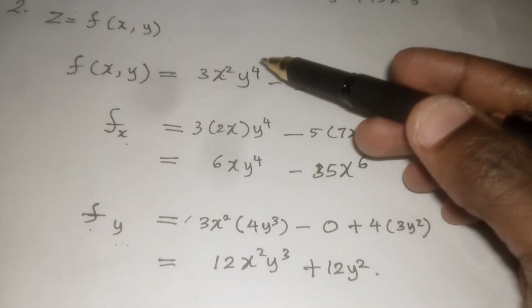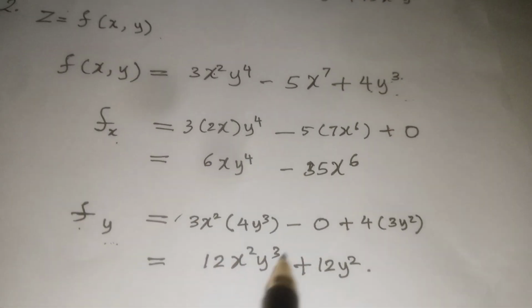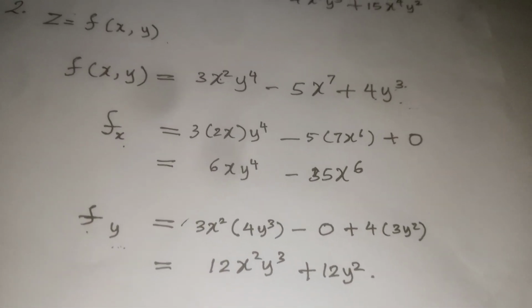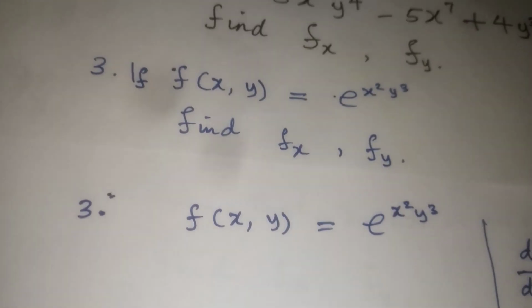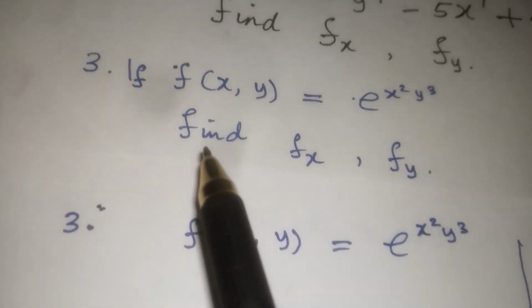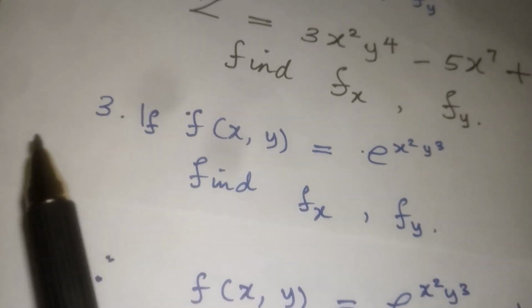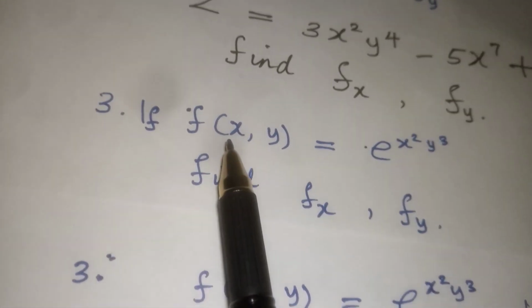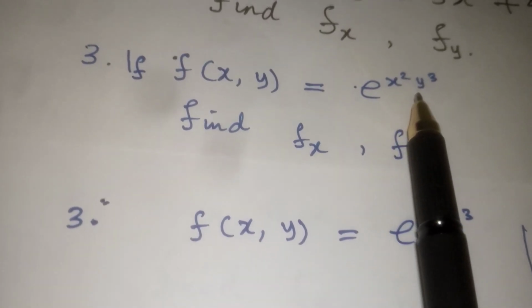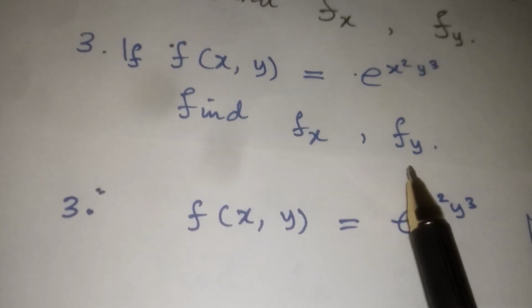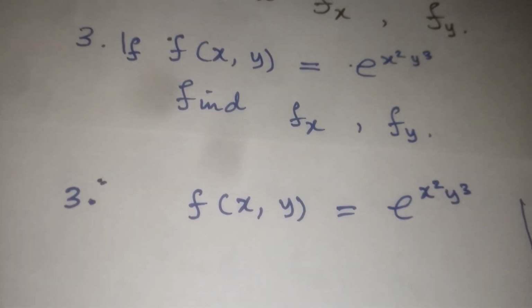These are the solution of problem number 2. Now let us look at the solution of problem number 3. Question number 3 says if f of x comma y is equal to e power x squared y power 3, find fx comma fy.